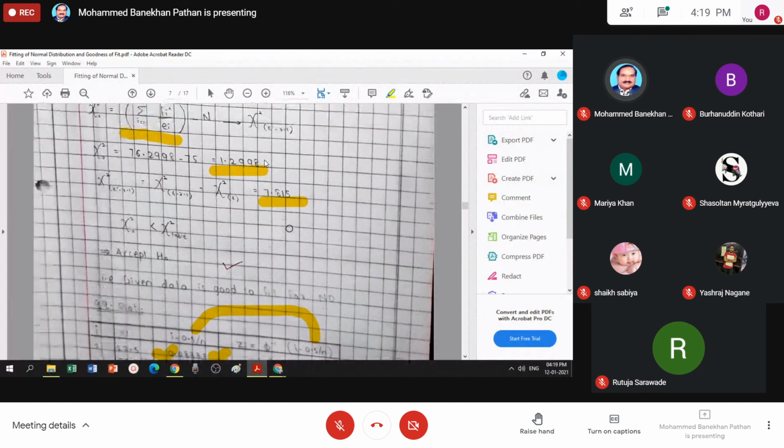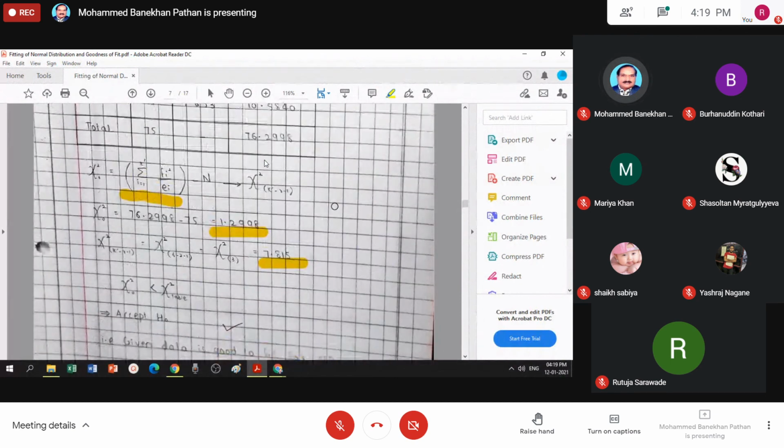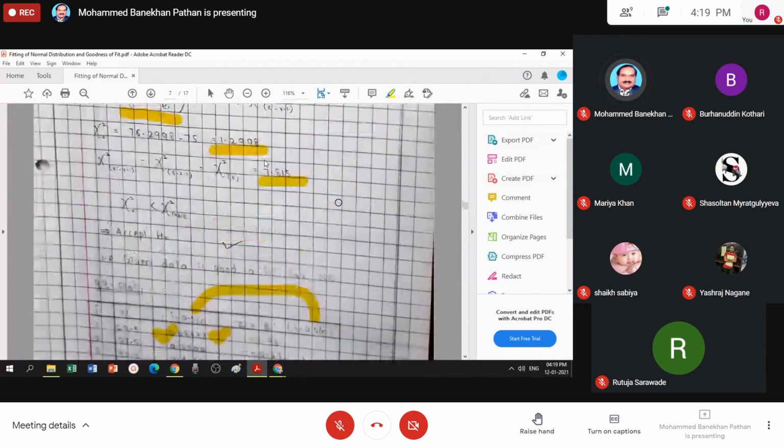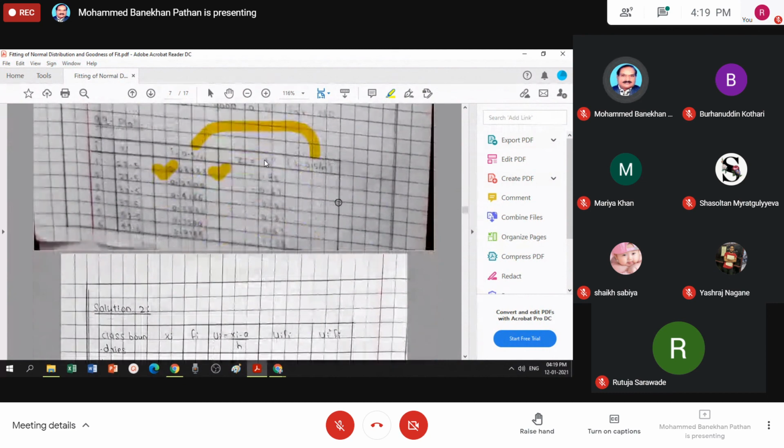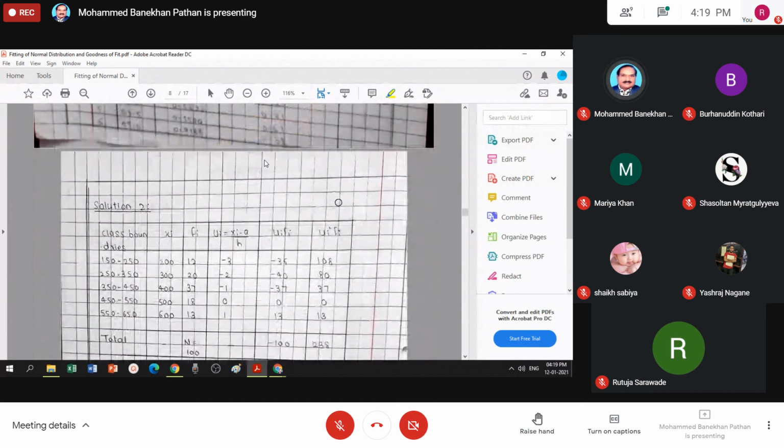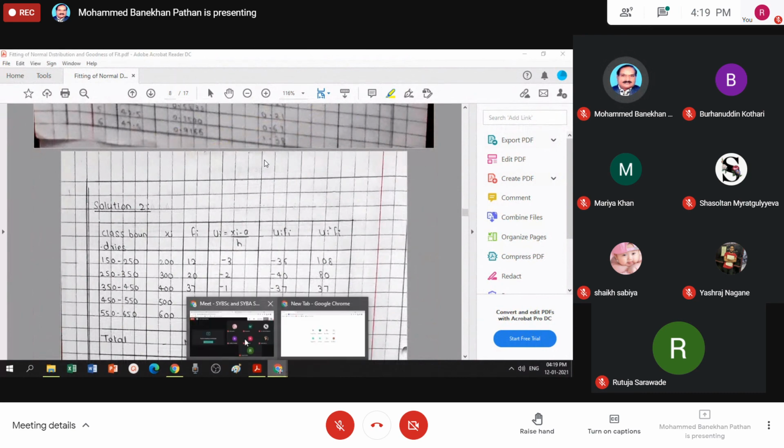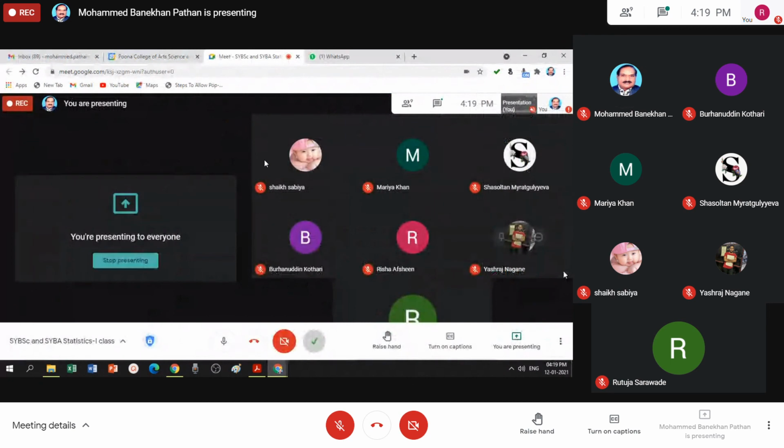That means data is good to fit for normal distribution. So in this practical, we have added a new topic, studying goodness of fit of normal distribution by using QQ plot. Today at this stage, I will stop. Question number 2 we'll discuss tomorrow. If you have any type of difficulty, you can ask.